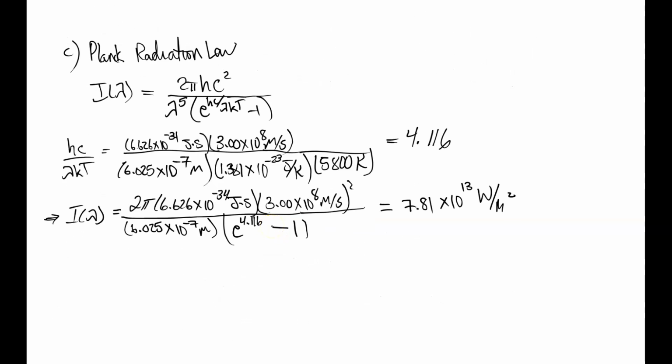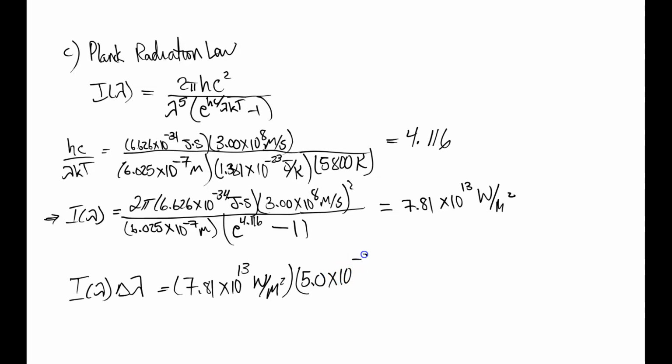And you notice that the intensity in the 5 nanometer range between 600 to 605 nanometers is then approximated by I of lambda times delta lambda, which is the 7.81 times 10 to the 13th watts per meter squared times the difference between our wavelengths, 5 nanometers, and this gives us an intensity change of 3.9 times 10 to the 5th watts per meter squared, or 0.39 megawatt per meter squared.